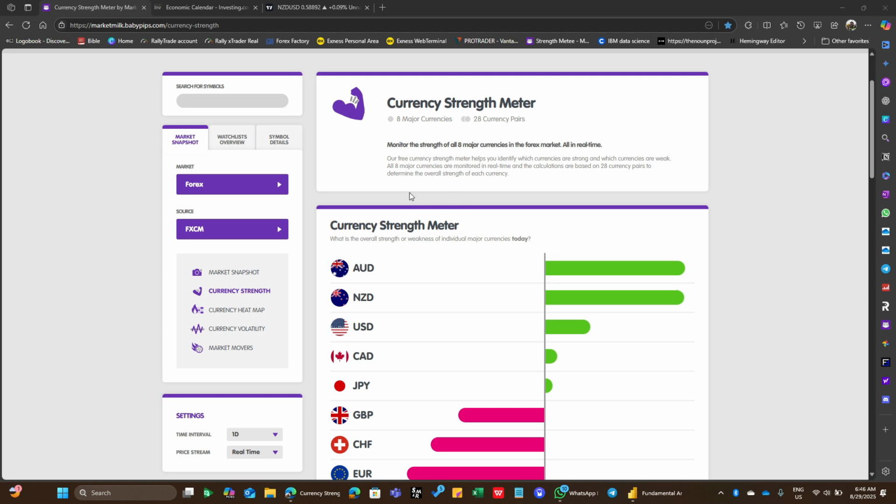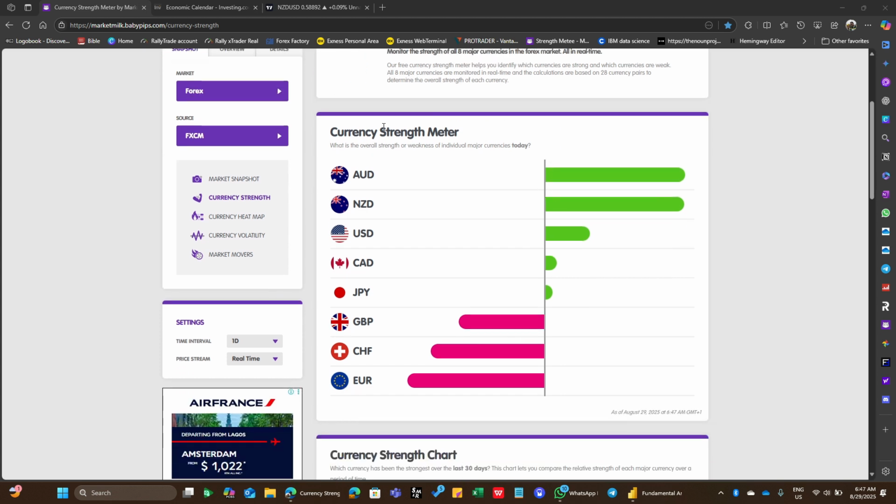Today, I want to draw your attention to currency strength. Now, currency strength has to do with a currency which is strong and which is weak. Now, looking at the currency strength meter here on marketmilk.bbpips.com, we get to see clearly that the New Zealand dollar in the previous day has been one of the most powerful strength currencies in the market.